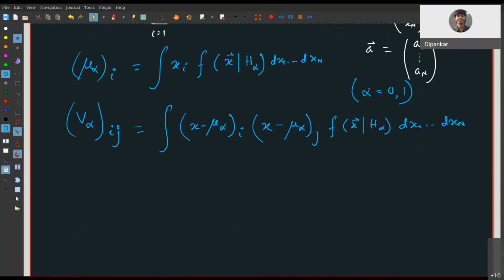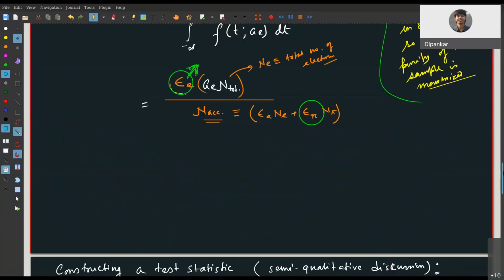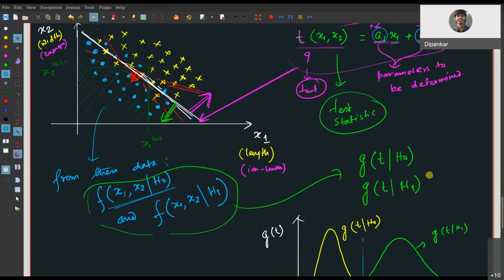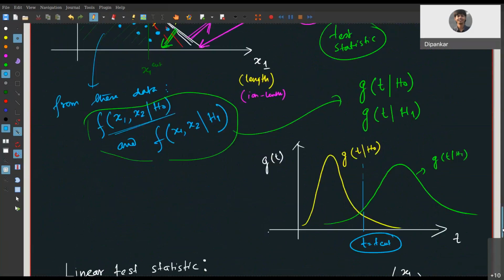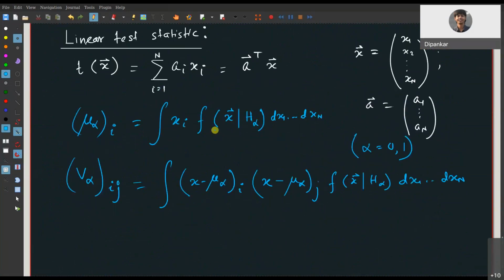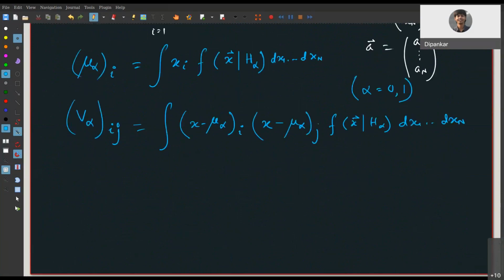I can go to this g of t given H0 and g of t given H1. So I can convert this distribution to g, in the tau space now, sorry, in the T space. The T space means in the space of the test statistics, that is the new variable that you have defined in this thing.